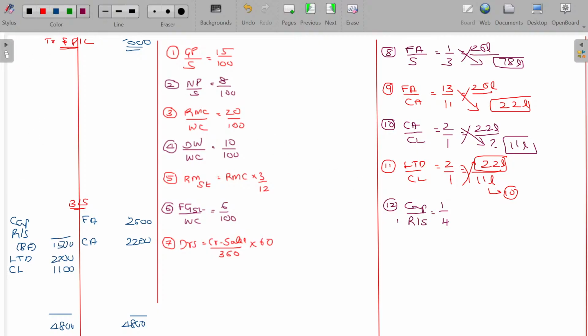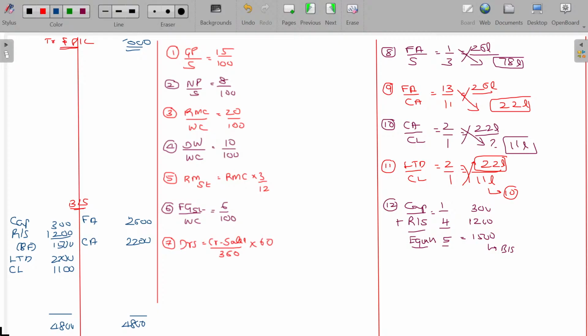The relationship between capital and reserves and surplus will be the equity or net worth. This 5 share is nothing but 1500, which we got from the balance sheet. Then 4 share should be 1200 and 1 share should be 300. So 300 and 1200. We got the balance sheet complete.